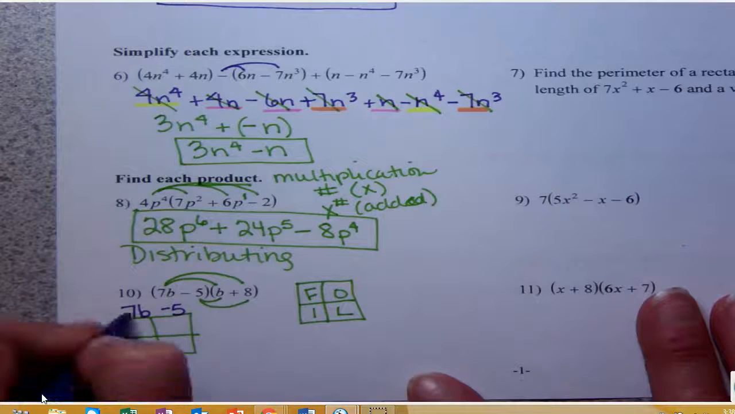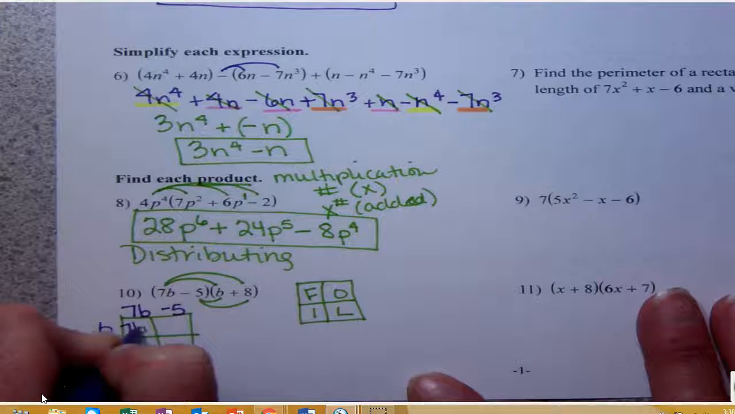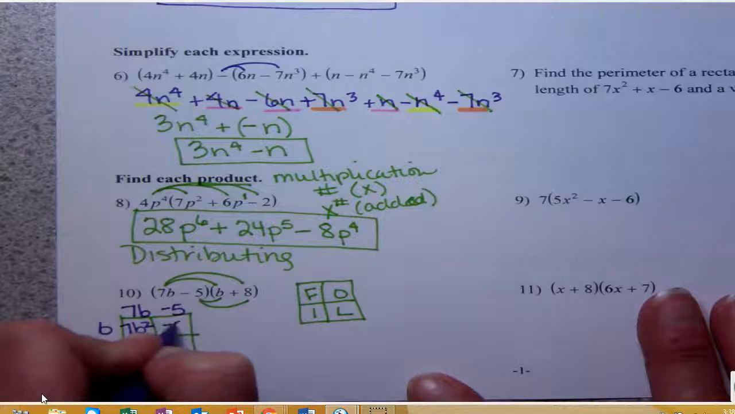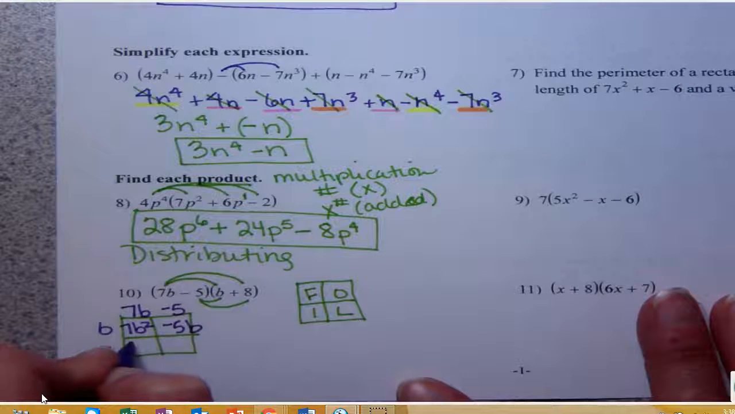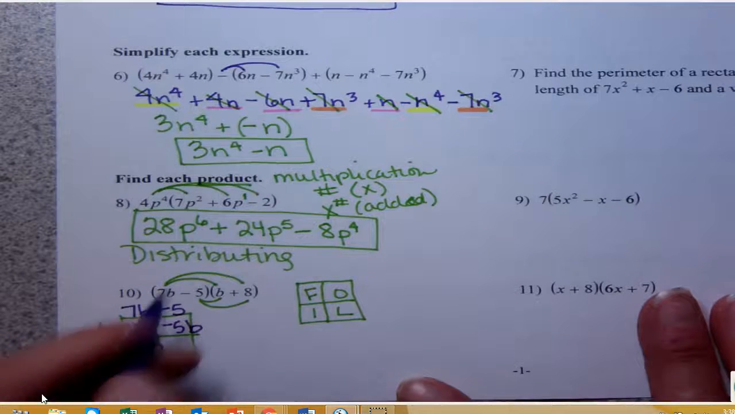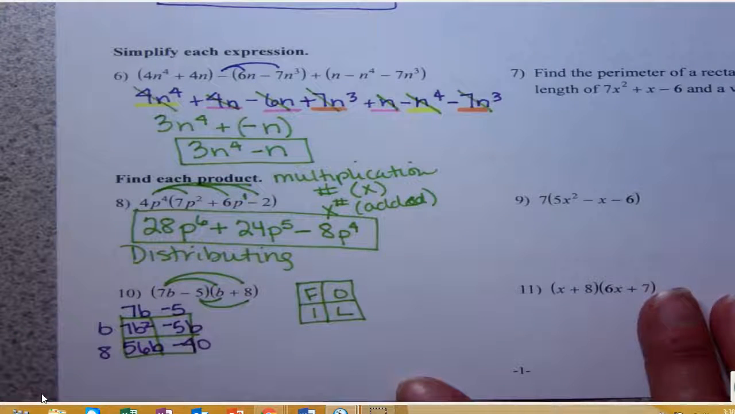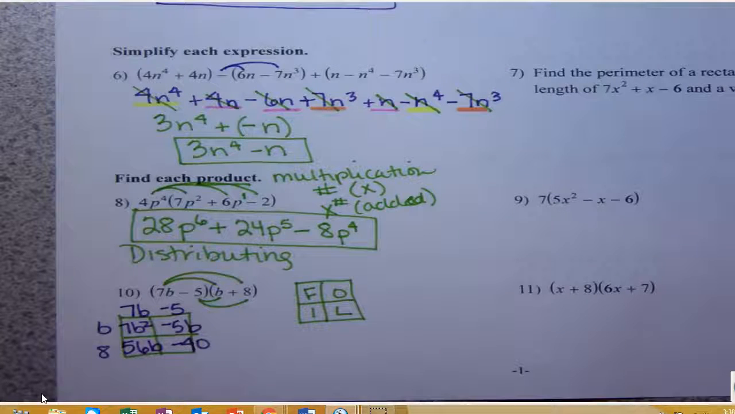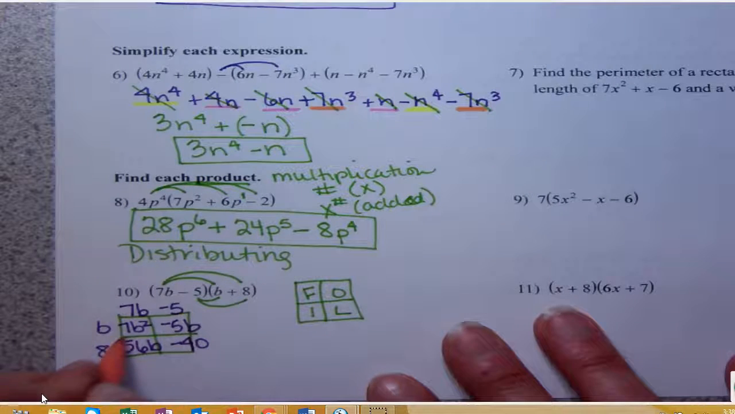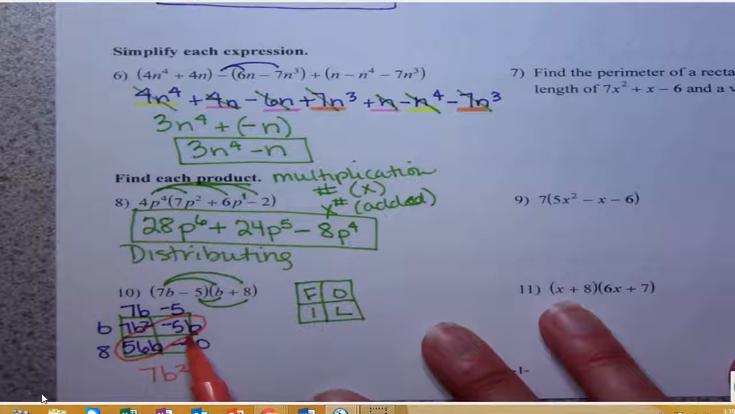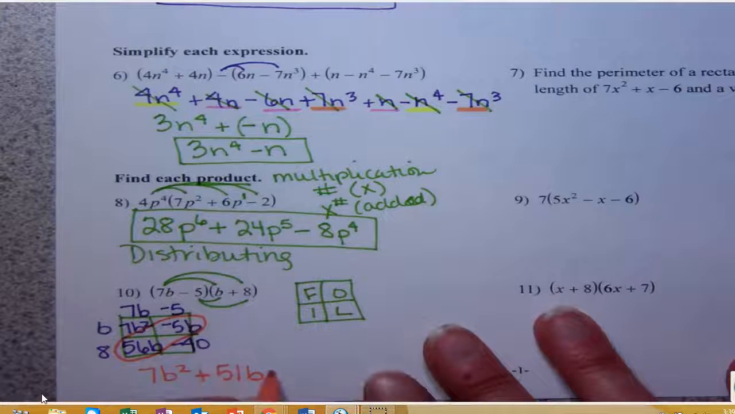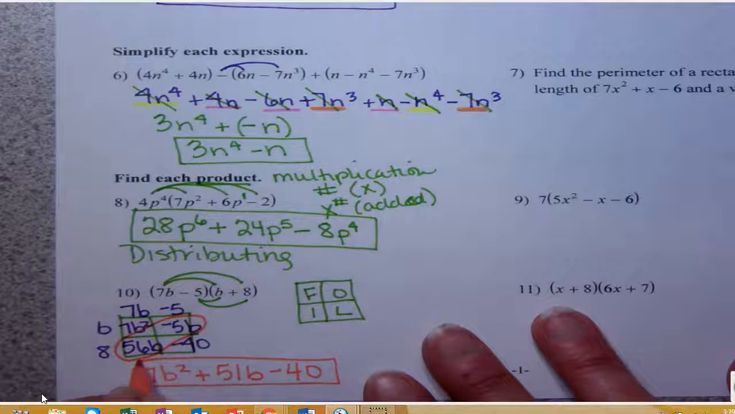If you hear that banging, it's the roofers. So 7b times b is 7b squared. b times negative 5 is negative 5b, because now we're multiplying, so we're not worried about like terms. We're just multiplying everything. 7b times 8 is 56b. And 8 times negative 5 is negative 40. So then I'm going to combine my like terms, which are these, and I get 7b squared. 56b minus 5b is positive 51b, and then negative 40. Okay. All right, moving on.